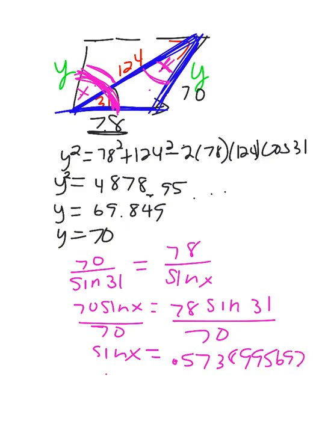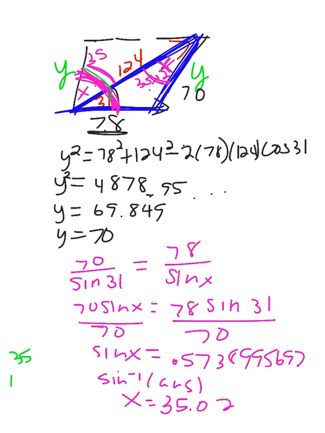0.57389959692. So we're going to do second sine, second answer. And this will give me the measure of angle x. So the measure of angle x is 35.02 degrees. And that means this angle here is 35 degrees. So then the whole angle would be 35 plus 31, which is 66 degrees.